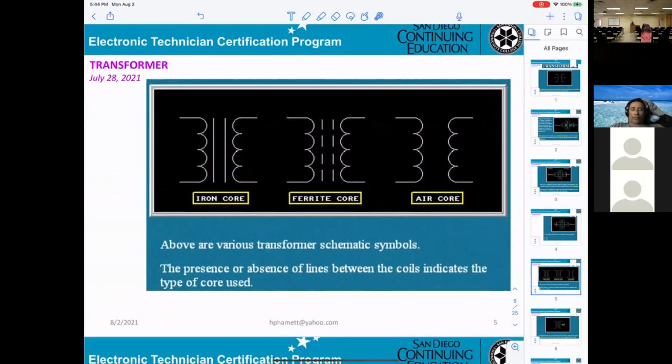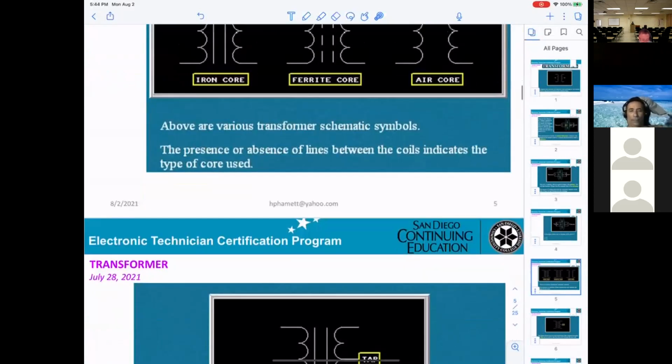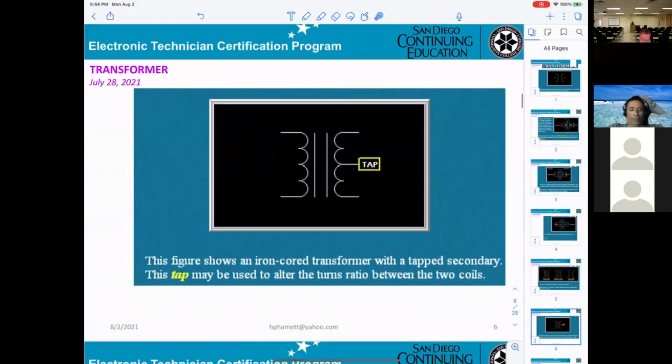That's just telling you the different symbols. In the various transformer schematic symbols, the presence or absence of lines between the coils indicates the type of core used: iron core, ferrite core, or air core. That's just for you to recognize.